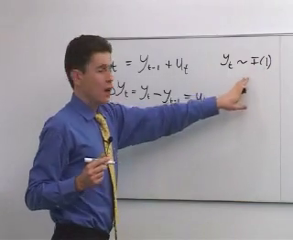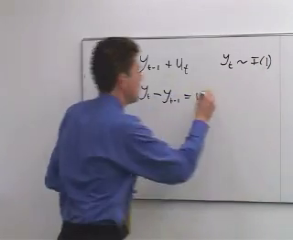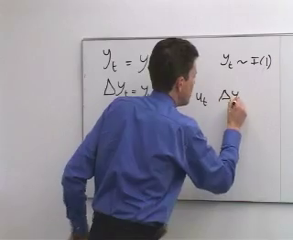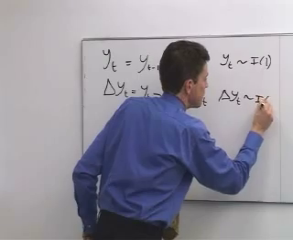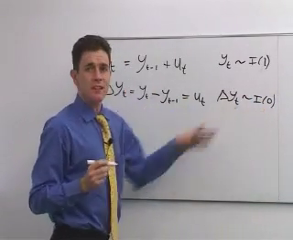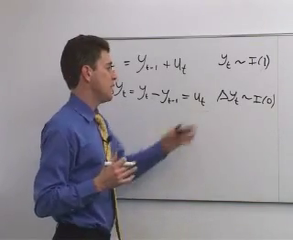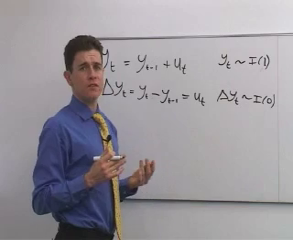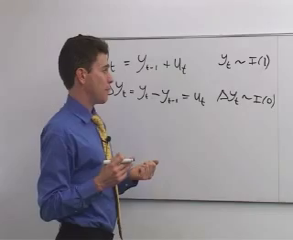If yt is integrated of order 1 and we use this notation, then obviously delta yt, which is the first difference of yt, is integrated of order 0. In other words, delta yt doesn't contain any unit roots at all because it's a stationary process. In other words, we don't need to take first differences of delta yt to get a series that is stationary.